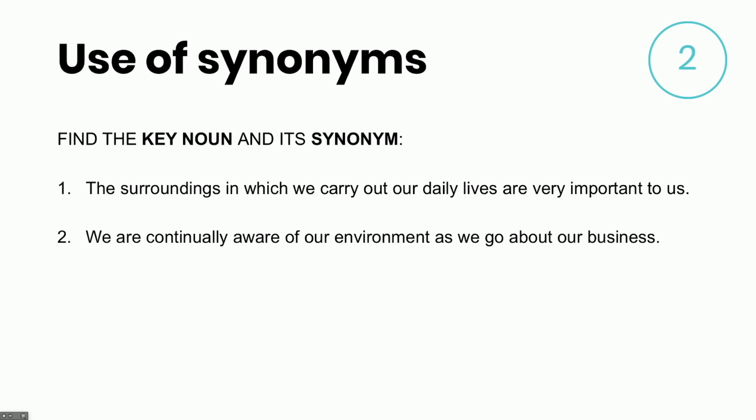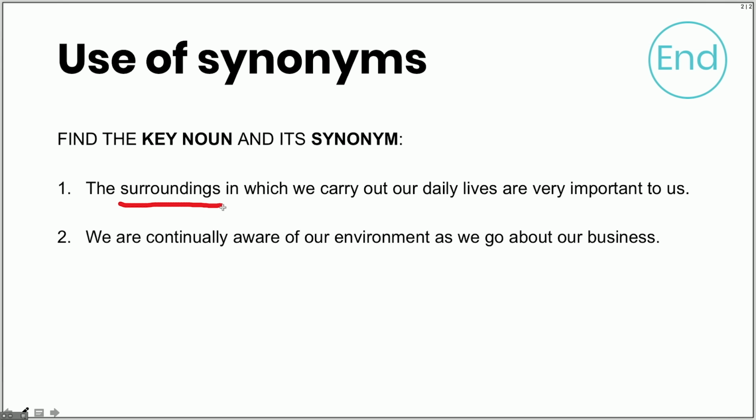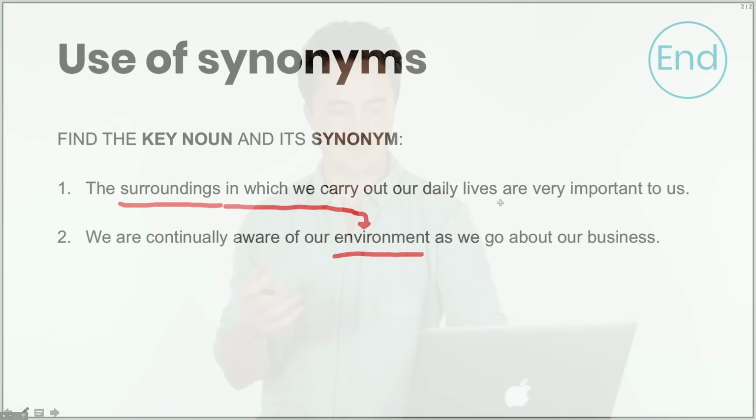Okay, so what do we have here? The key noun here would be surroundings, right? And if you look here, we can see environment is the synonym, the word that means something very similar. The surroundings in which we carry out our daily lives are important to us. We are continually aware of our environment. We could say surroundings again, but this time we've chosen to use a synonym.